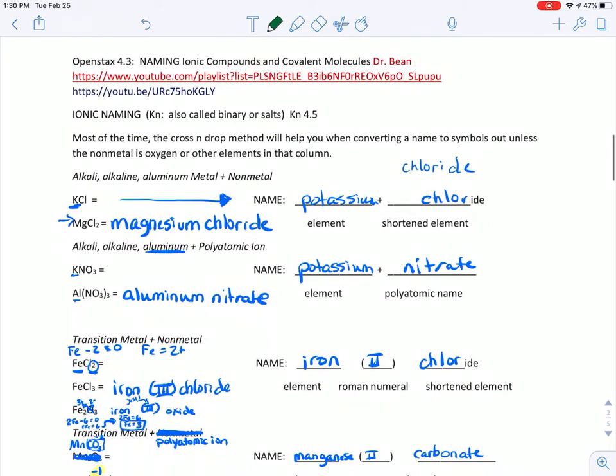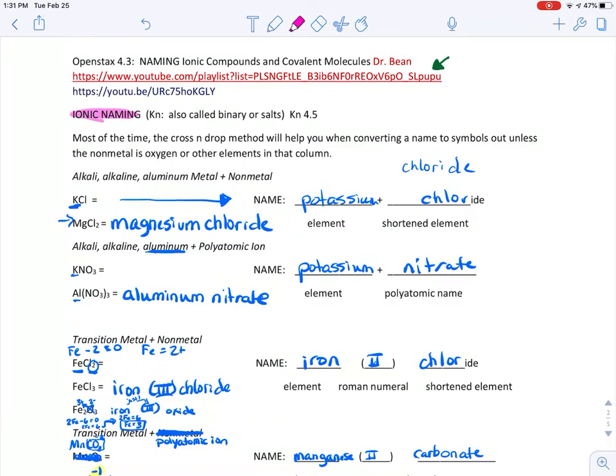All right, so now that you know covalent and ionic, we are going to touch on naming compounds. Here's Dr. Bean's video. She goes through all of these. This is one of those subjects where, in a way, it'd be nice to just teach one type of name a week. I think people would keep up with it better. But the way our book does it, it does it all at once.